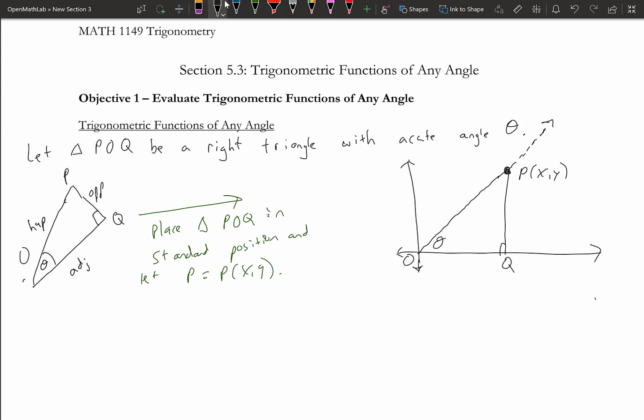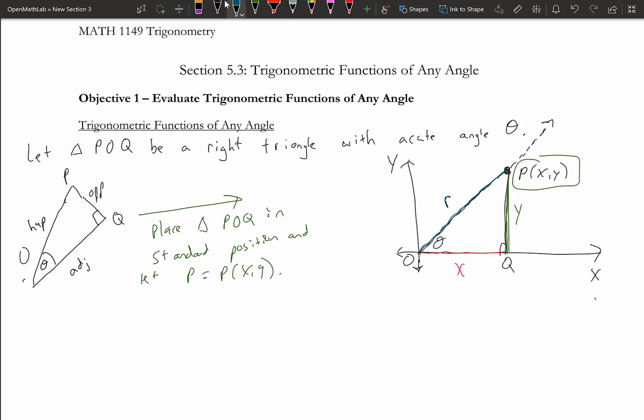So if this is the point x comma y, here's my x-axis, here's my y-axis, then this distance here would be x units, and this distance here for the opposite side would be y units, and that's just pulling it apart from the ordered pair. What we can also do is let the hypotenuse be a distance of r.